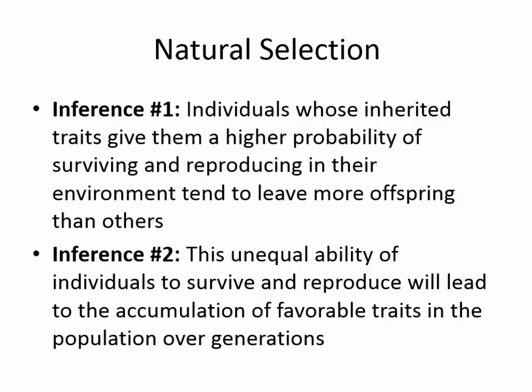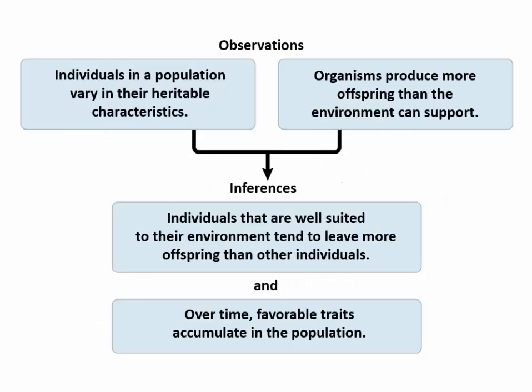So the inference from these two observations is inference number one: individuals whose inherited traits give them a higher probability of surviving and reproducing in their environment tend to leave more offspring than others. That would be a logical conclusion. And inference number two: this unequal ability of individuals to survive and reproduce will lead to the accumulation of favorable traits in the population over generations, and that is true.